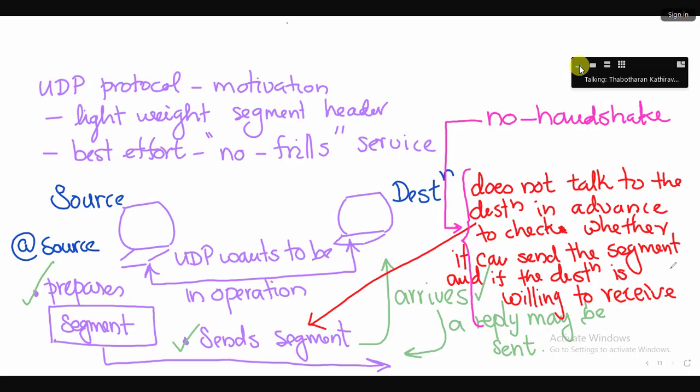But in this case, with UDP, there is no handshake. It just sends data and assumes it will arrive at the destination. Okay, UDP just sends data, just sends segments, and hopes it arrives at the destination.